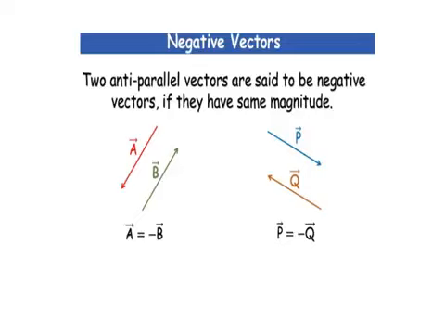Vectors A and B have the same magnitude but are opposite in direction. Similarly, in the second example, the vectors P and Q have opposite direction but have the same magnitude. So why is the negative sign here? Because the vector P is moving downward and the vector Q is moving upward. That shows that they have the same magnitude, and the negative sign shows that they have the opposite direction. If one is moving in the upward direction, then the other is moving in the downward direction, and vice versa.